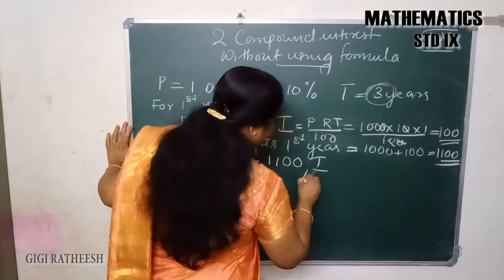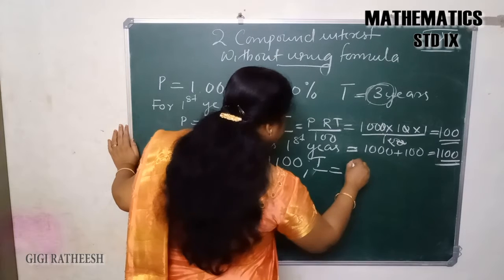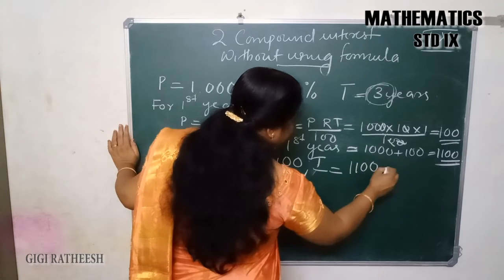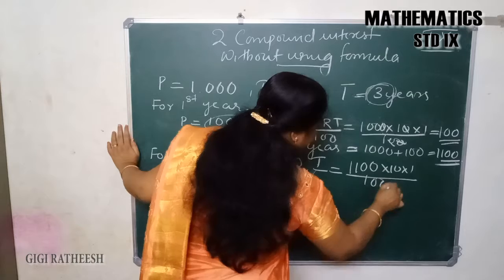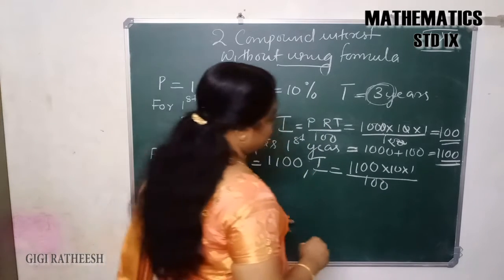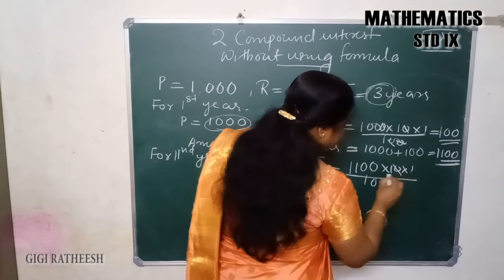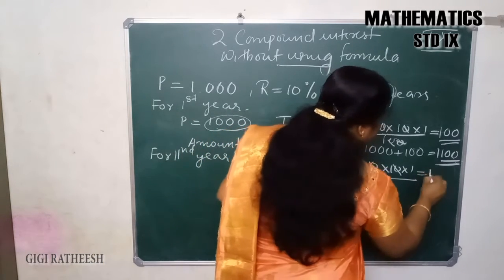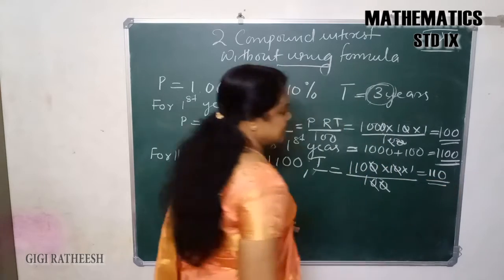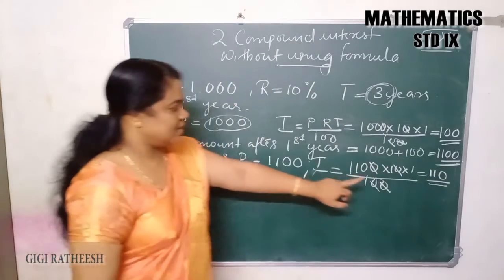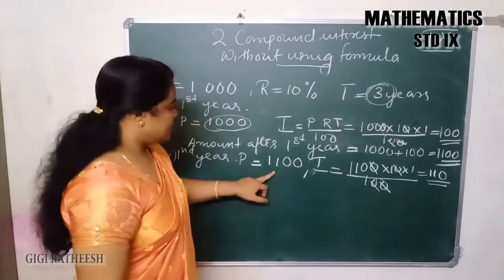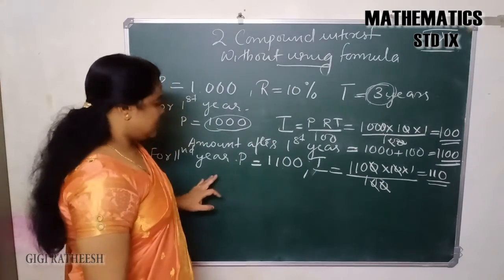I is equal to PRT by 100, which is 1100 into 10 into 1 by 100. Cancelling these zeros, that is 110, which is the interest for the second year. 110 rupees is the interest on 1100 for the second year.